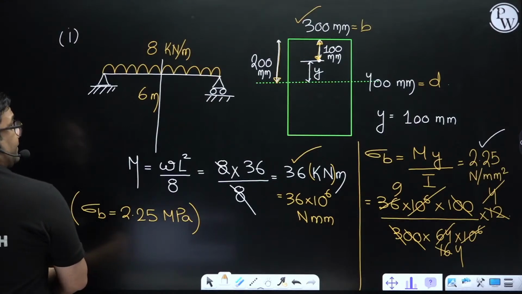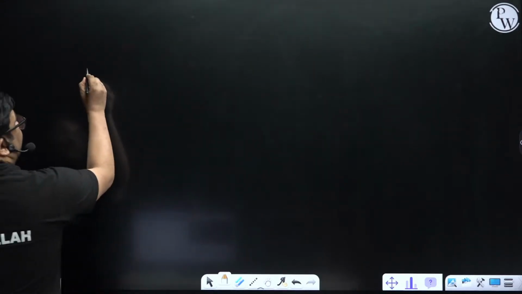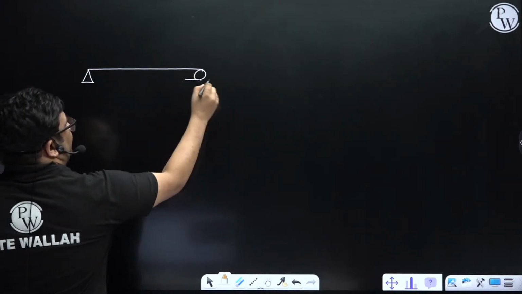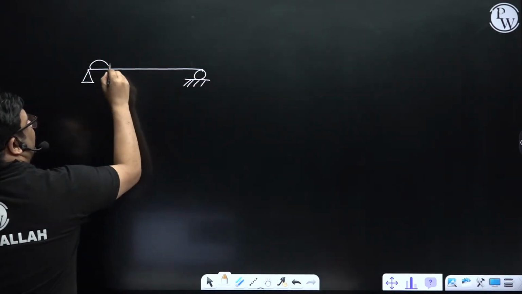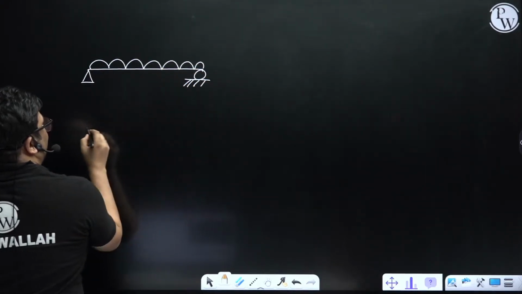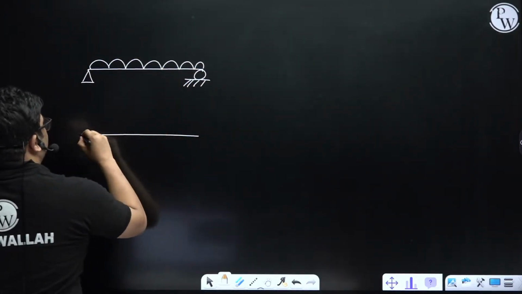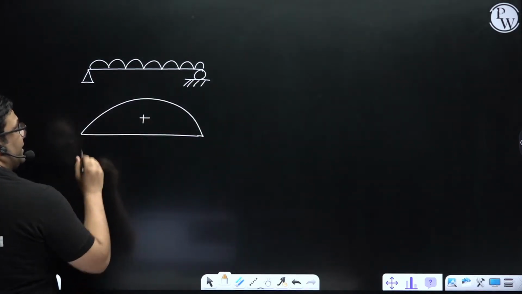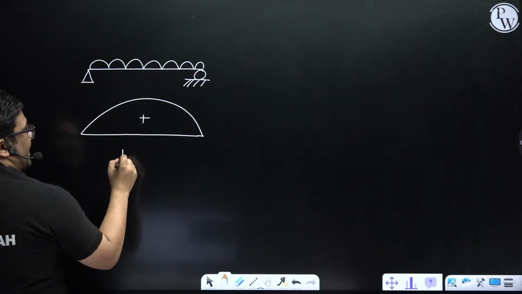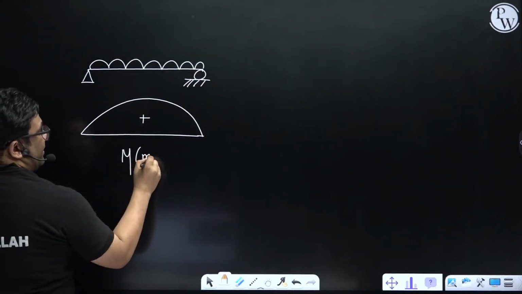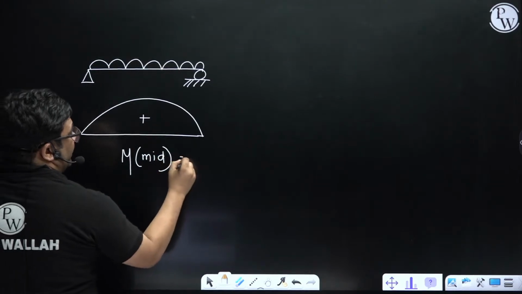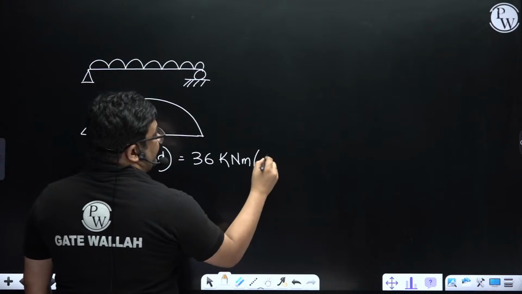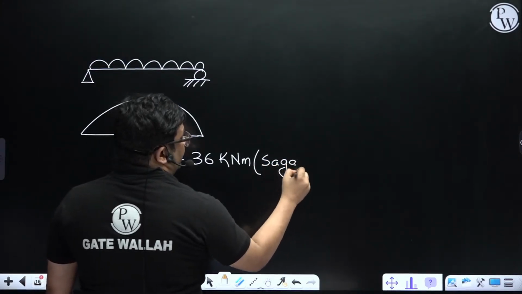Because you see, if you see the bending moment diagram for a simply supported beam, the bending moment is what? It is all positive, right? Everywhere it is positive. So that bending moment at midspan, which we got, it was 36 kilonewton meter. It's a positive bending moment, or we can say sagging bending moment, right?